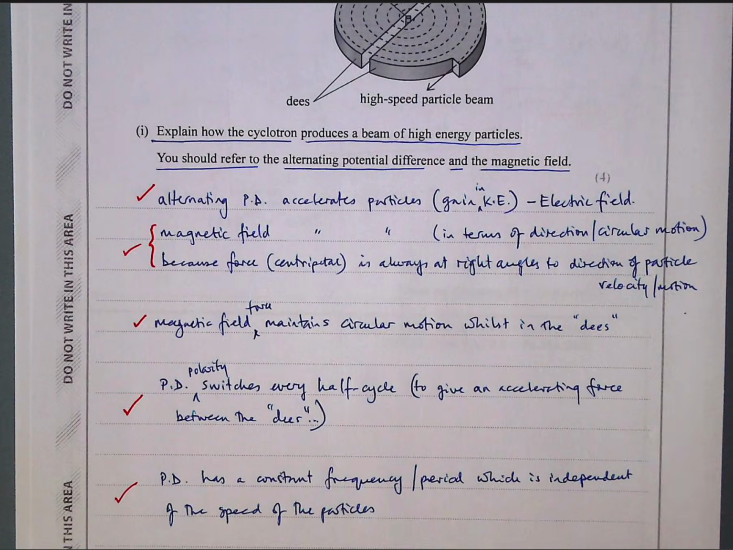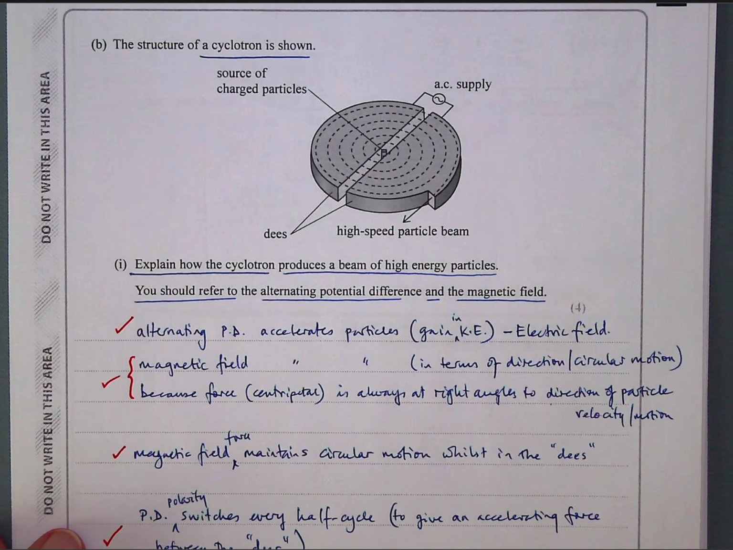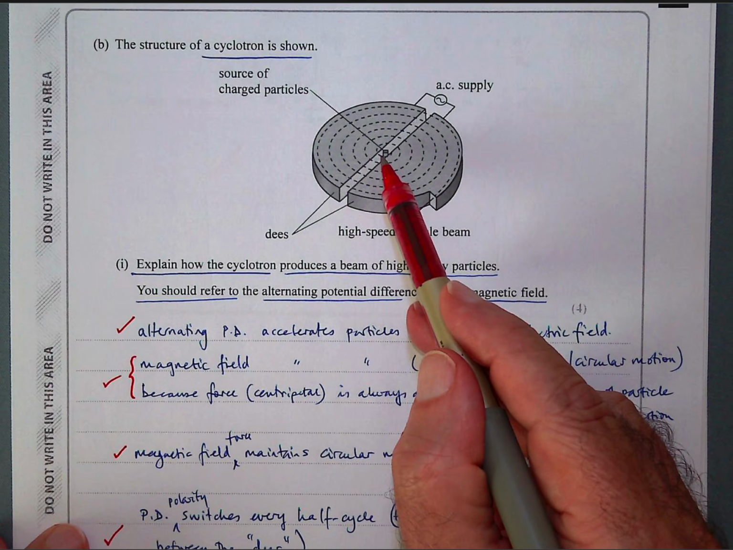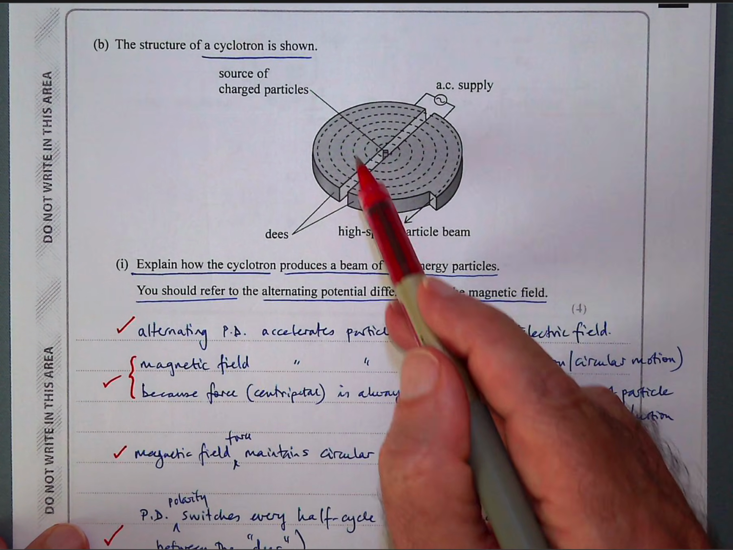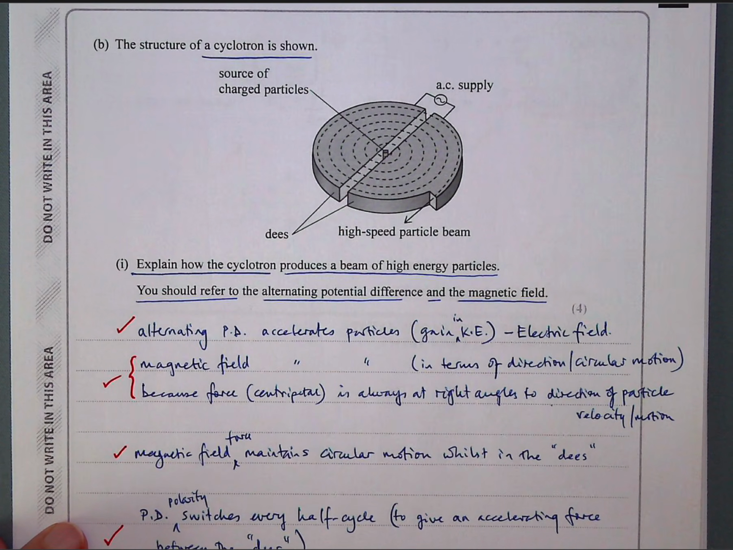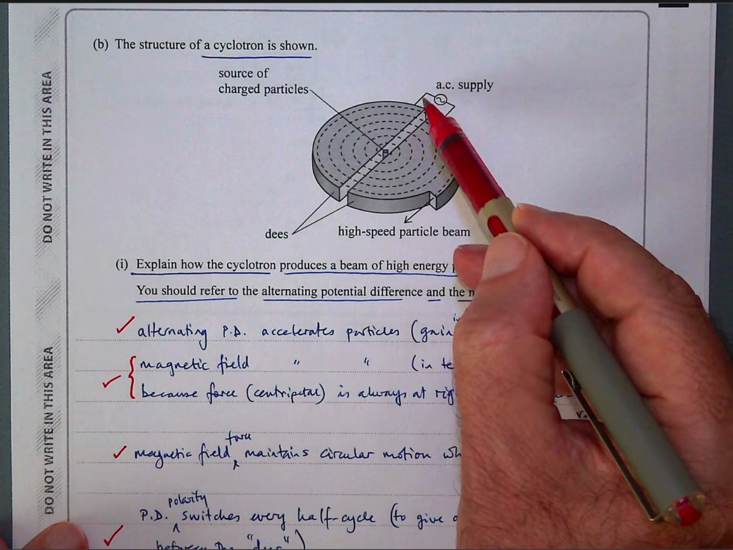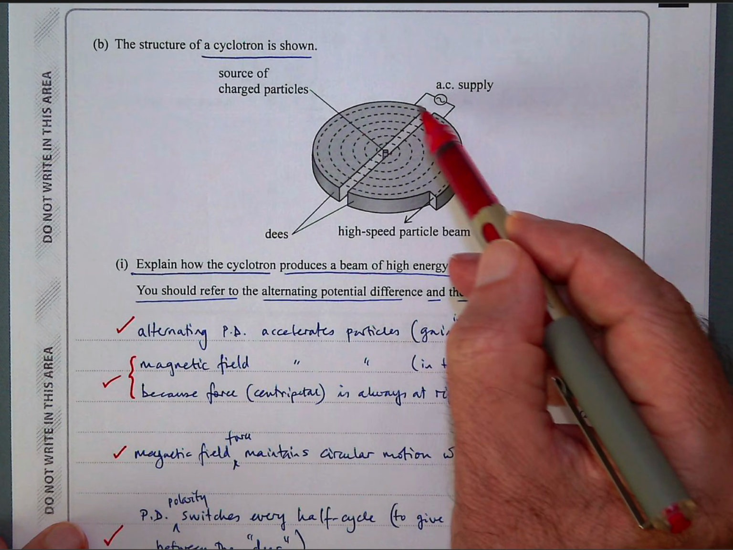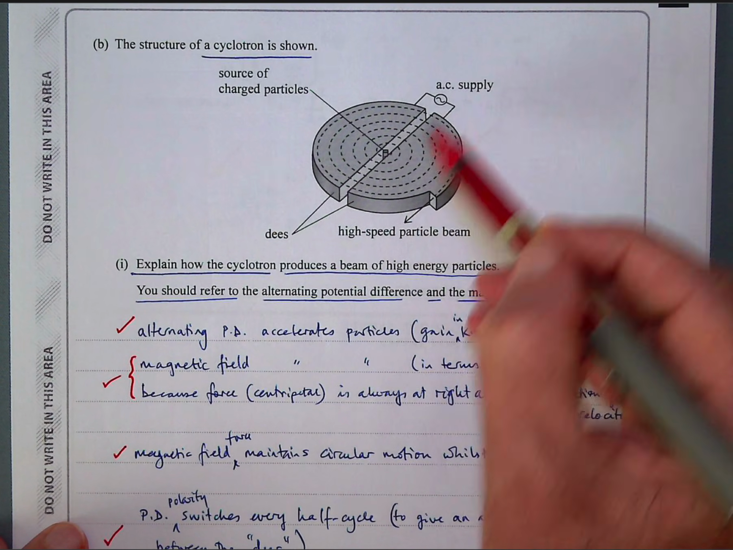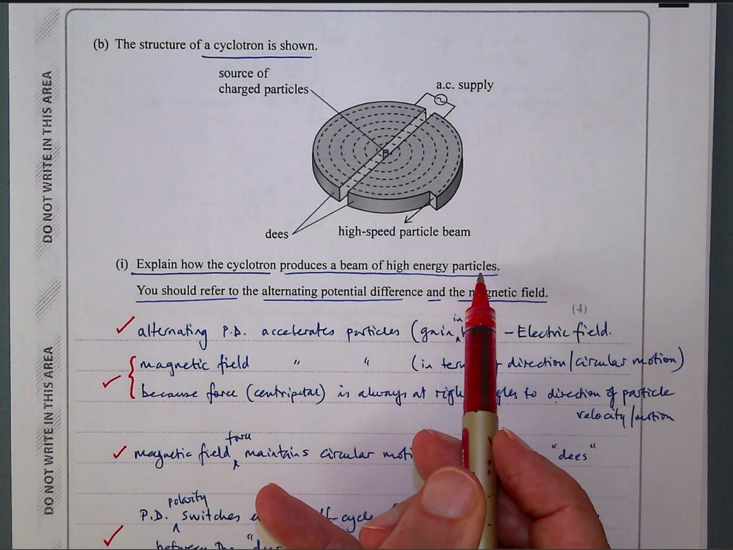Now, the next part of the question is about a cyclotron. Okay, these are very, very common questions in Unit 4. So the structure of a cyclotron, it starts at the center and then it spirals outwards, gets faster, but also travels a bigger distance. Okay, so that's how they work. And it's got 2 Ds, as they say. Okay, and in between, you've got an alternating current, which gives it a kick every time it goes from one D into the other. So they want you to explain how the cyclotron produces a beam of high energy particles.